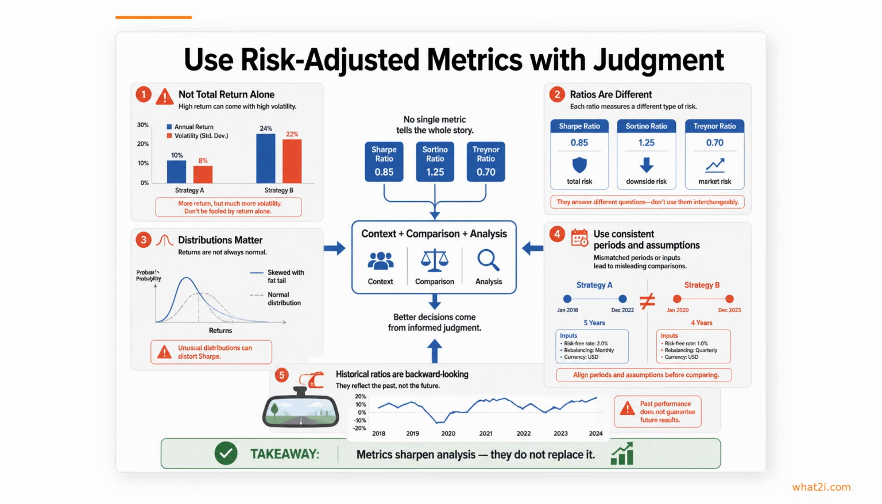Different ratios measure different kinds of risk. Unusual return patterns can distort the results, and historical ratios only tell us about the past. The best approach is to use these tools together, with consistent inputs and a healthy dose of judgment.